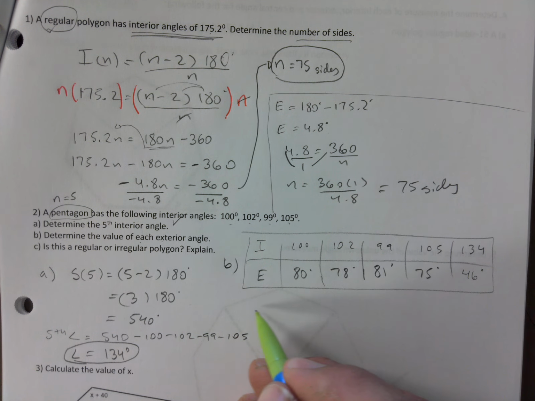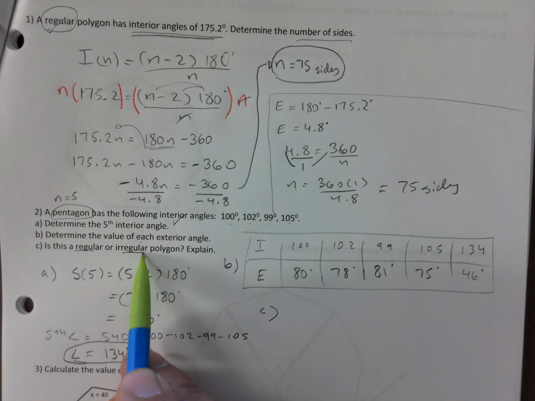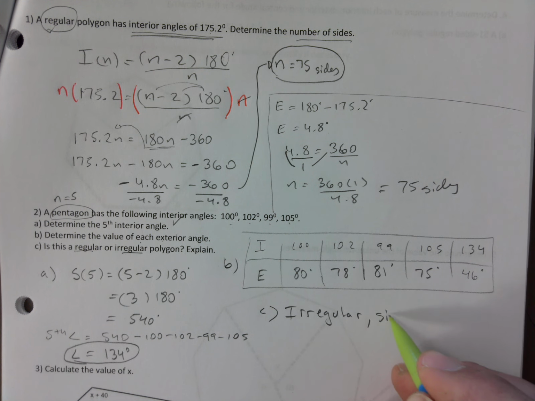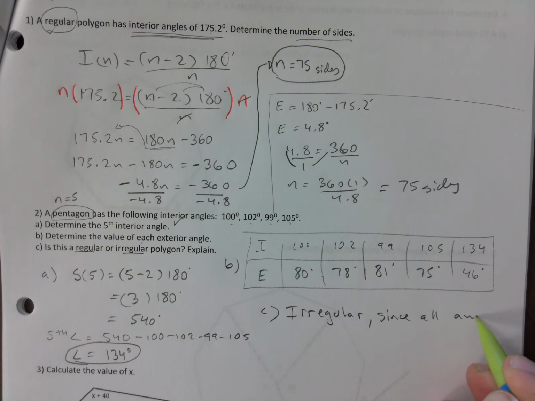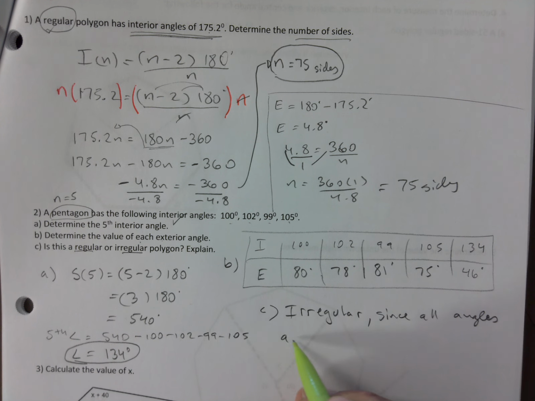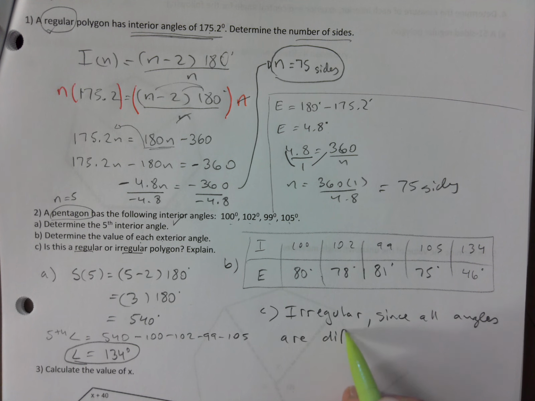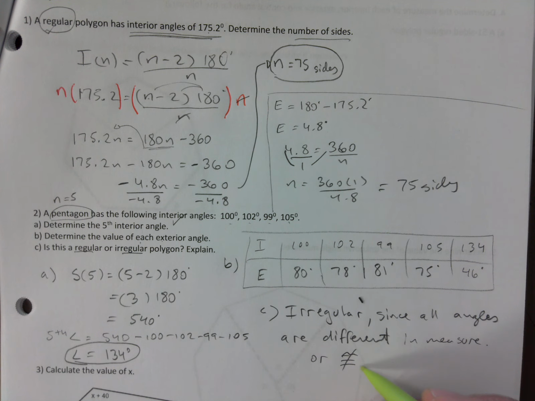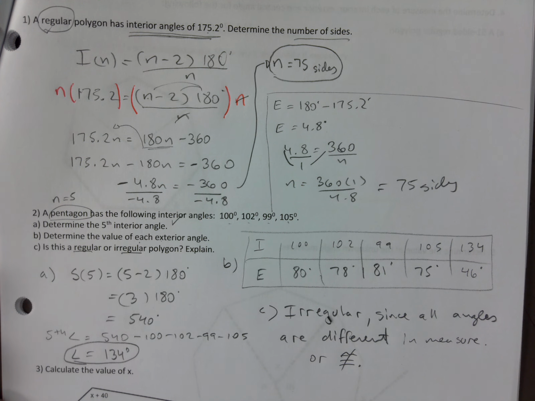Okay, C, is this regular or irregular? It's irregular because all angles are different. Irregular, and I need to justify, perhaps, since all angles are different, incongruent in measure, or they're not congruent, right? So there's a little bit of that.